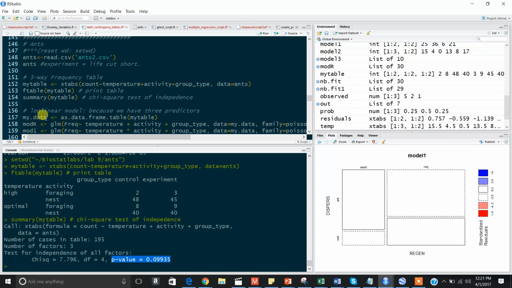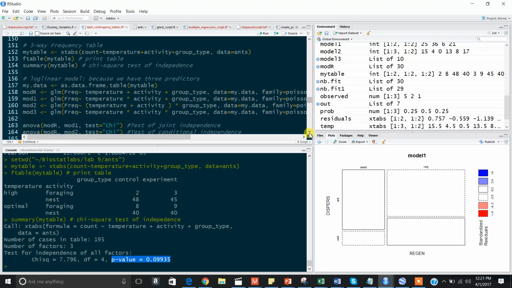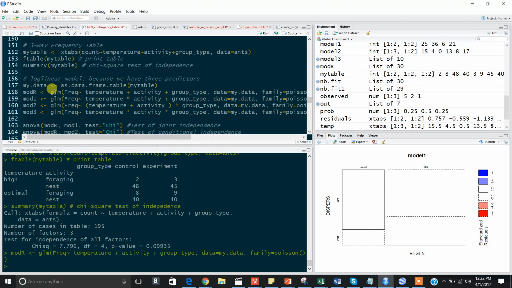All right, so now we have to create manual log linear models because we have these three predictors. We're going to build 4 models using the glm function. The first model that I'm going to create is what I'm going to call mod R, in reference to our original or reference model. This tests count, but we're calling count frequency instead. It's like a normal model. We have temperature, activity, group type, our normal predictors. So we're going to run that, and that builds model R.